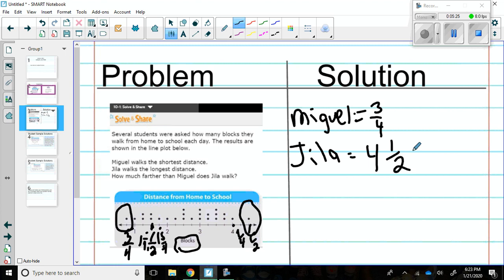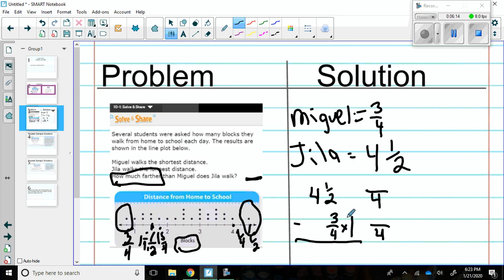Now it says how much further than Miguel does Jilla walk. So when it says how much further, I know that I'm needing to process and think about the difference. If I'm wanting to know the difference, that means I need to subtract. So now I need to go back to thinking, oh, I know I've learned how to subtract fractions. So I'm going to start here and write 4 1/2 minus 3/4. And again, thinking back of when I've learned this, I know to subtract, I need to have common denominators. I know that 2 and 4 can both multiply into 4 evenly.